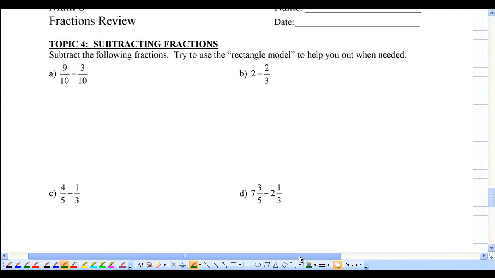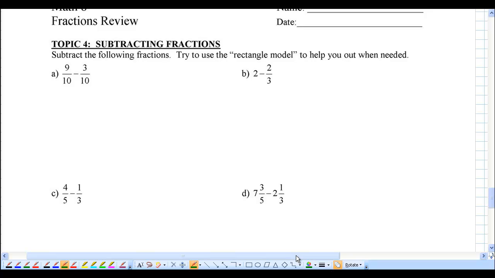So we're going to look at subtracting fractions today, all right? I've got a few examples here that I like to do, and I'm going to draw some pictures as well for a few of them just to hopefully give you a visual picture of what's going on. You see how we have 9/10 and 3/10 for the first one here?